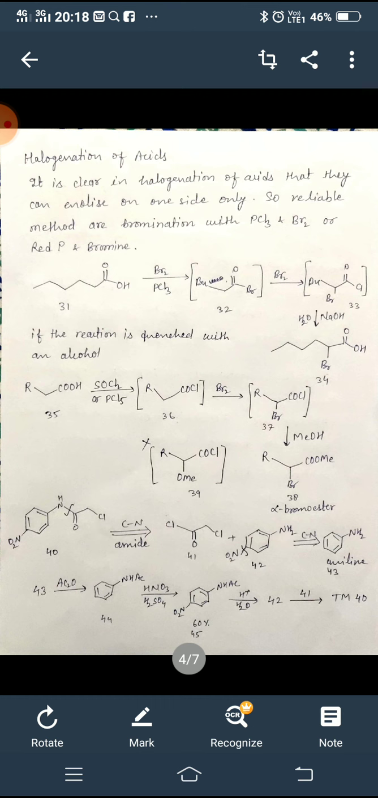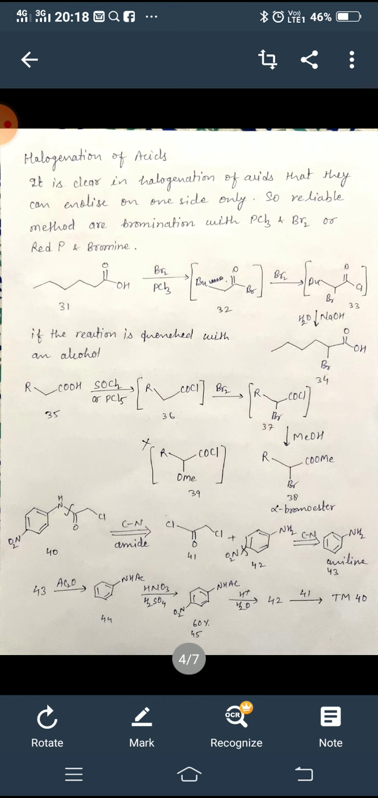These are the amide group. This is another example of the halogenation of the acid. This is the amide group, molecule number 40. After the disconnection of the carbon-nitrogen bond, we get the reliable reagents 41 and 42.